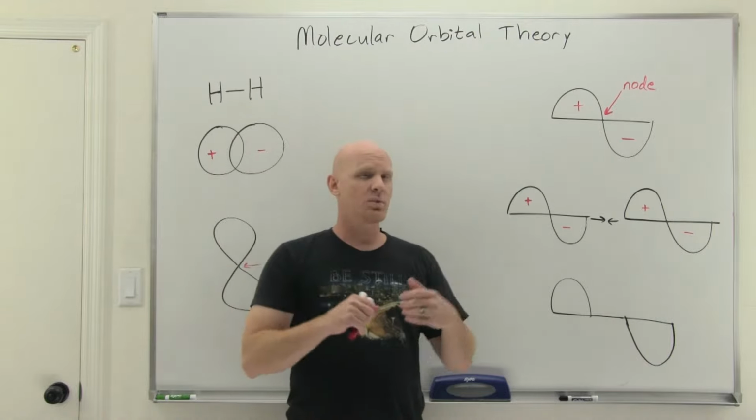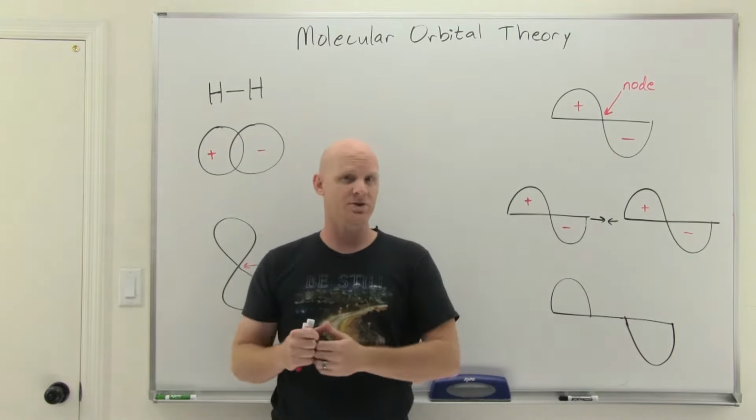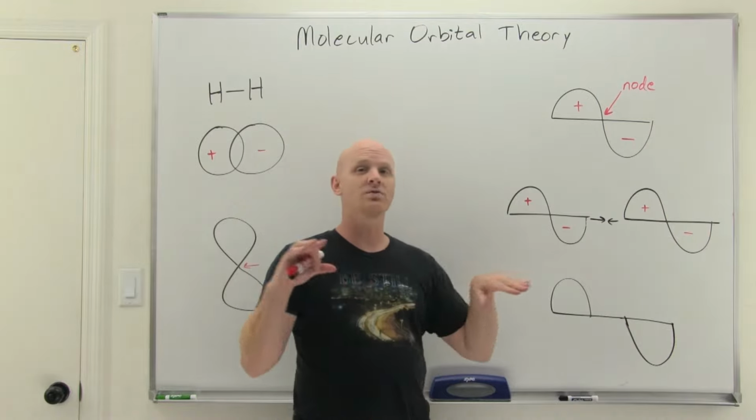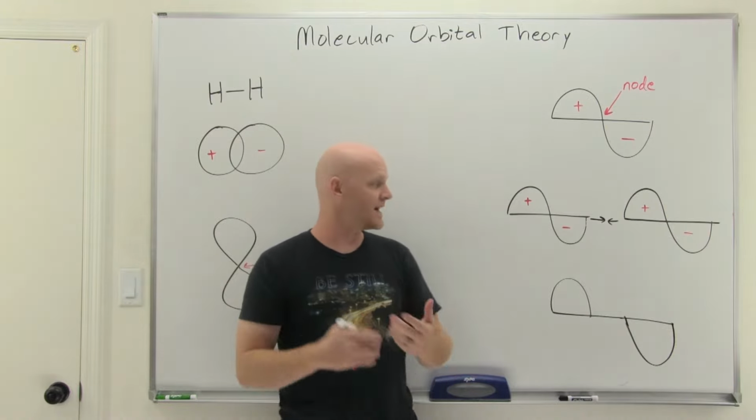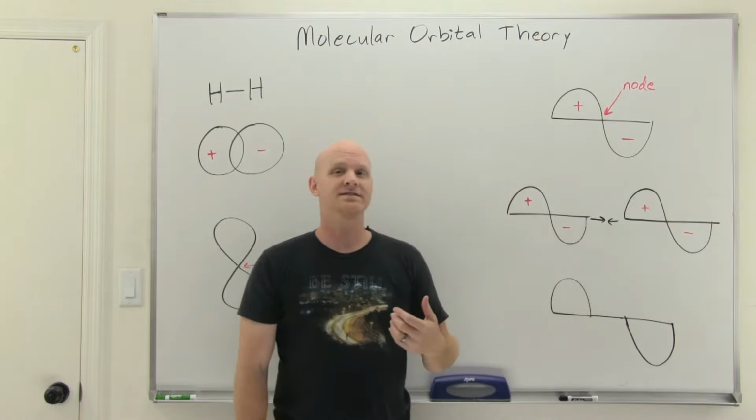So if the parts of the wave functions that overlap have the same sign, both positive or both negative, constructive overlap results. If the parts of the wave function that are overlapping have opposite signs, one positive, one negative, then when you add them together, they cancel, and we call that destructive overlap.